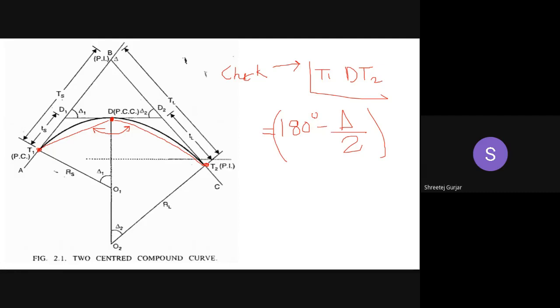So you can make a check after you have set out your curve, and check whether you have any discrepancy in your setting out. It should not be a large value. A very small value is acceptable, but make sure you check after you set out your curve. This will be done in your practical lab. You will be learning how to set out a compound curve and a simple circular curve. All these things you will learn in your lab.